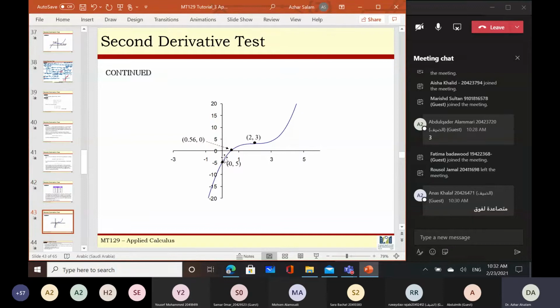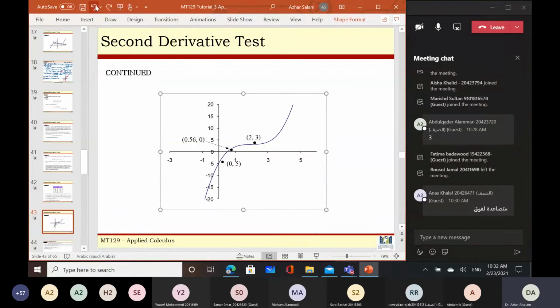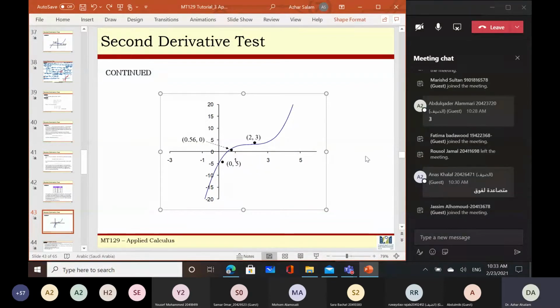And this is the sketching. The most important point for me is the critical point and the inflection point, and that it is increasing and concave down. It's concave down here, to the left of 2, and concave up to the right of 2. Okay, this is the most important thing for me in sketching the function.